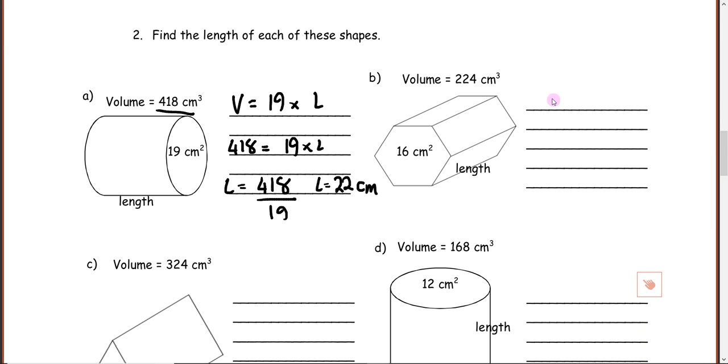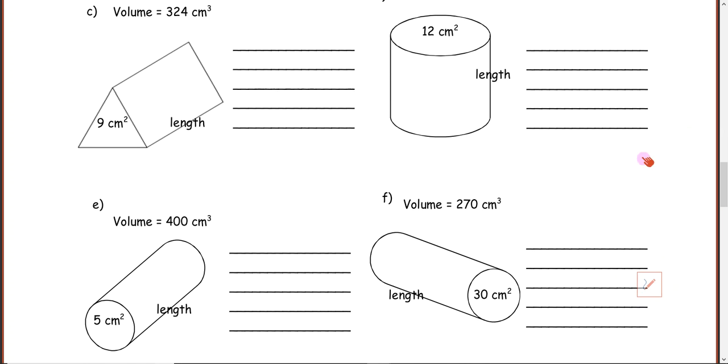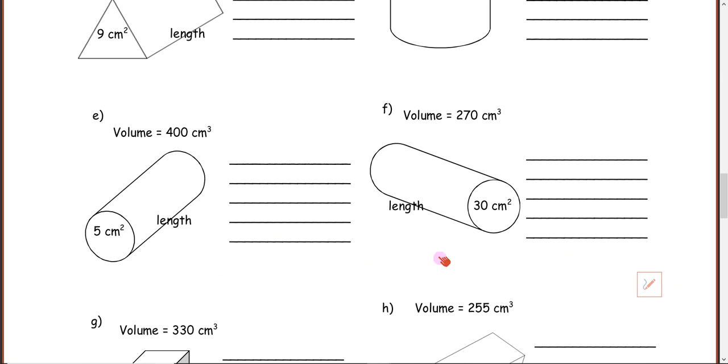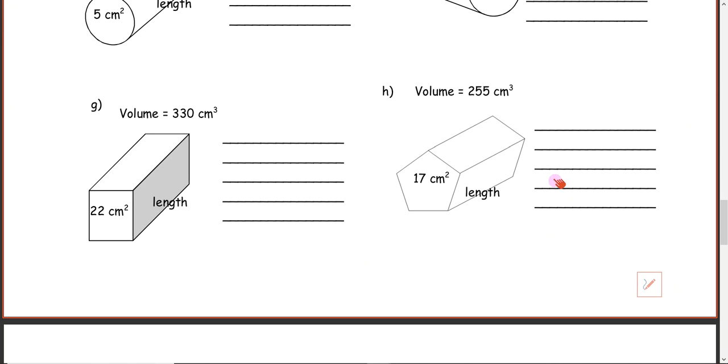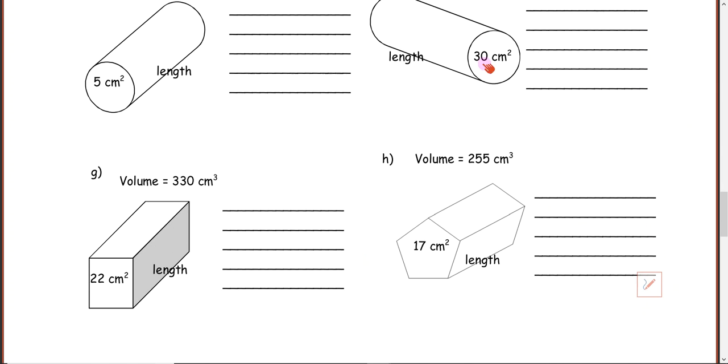Okay, so all of those are the same. So this one would be 16 times L equals 224. So we've got 224 divided by 16. So L is 14 centimetres. And so on. We can do all those. They're all the same because it's just the length. Okay, your homework was harder because you had to work out a value in the circle.